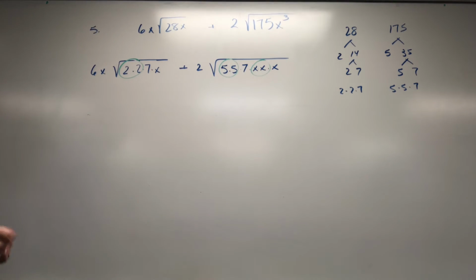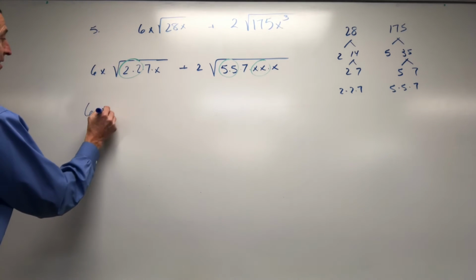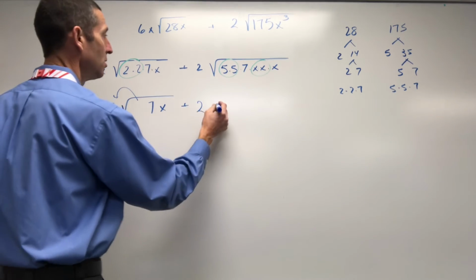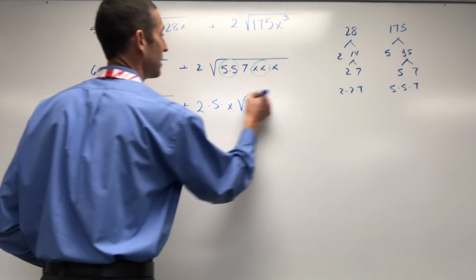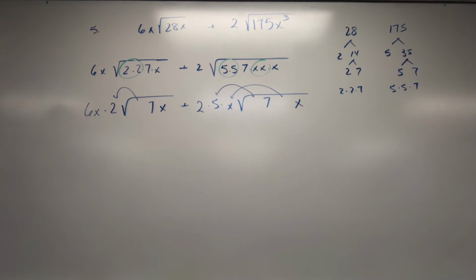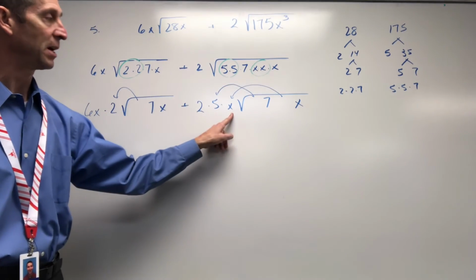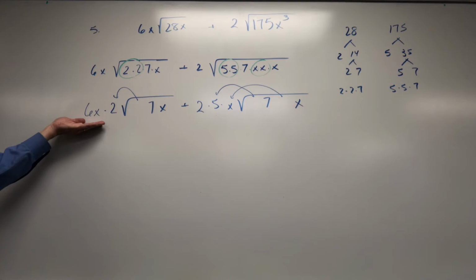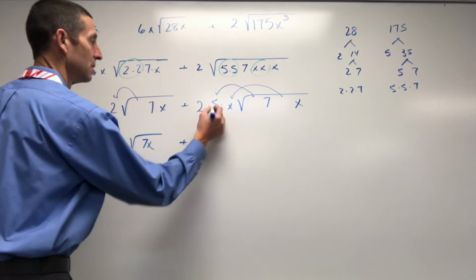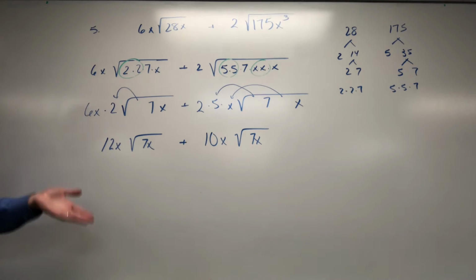So when you grab it coming out of there, you're only going to write it one time. Don't forget, outside you've got a 6 and an x times a 2. Here you got a 2, 5 times x. So, grab the 2, get him out. Grab the 5 and the x, get him out. Clean up this, clean up that. 6 times 2, 12x squared is 7x. 10x squared is 7x. Now we're feeling a lot better.